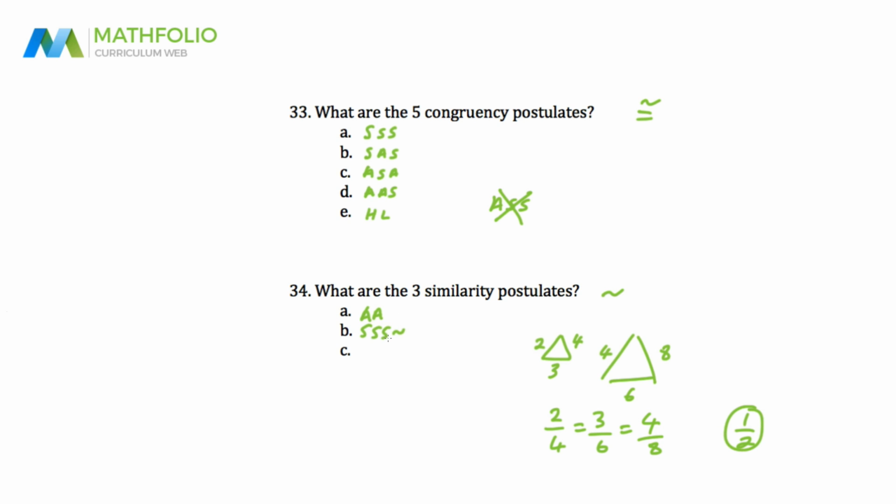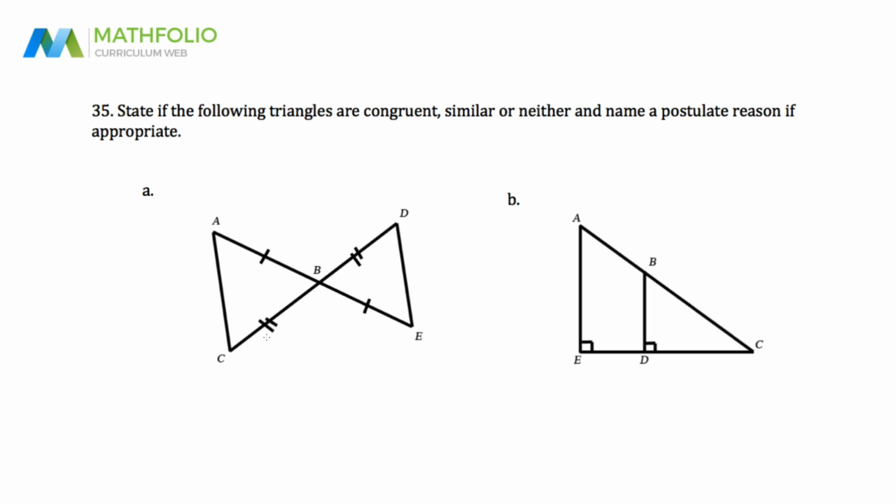So side, side, side for similarity isn't the same as side, side, side for congruency. Here, all sides must be congruent. Here, underneath, all sides must just be similar, meaning in the same ratio. And finally, side angle side for similarity, meaning two sides must be in the same ratio and the angle must be congruent. So angle congruent, sides similar. That was 34. Question 35 is the last question.